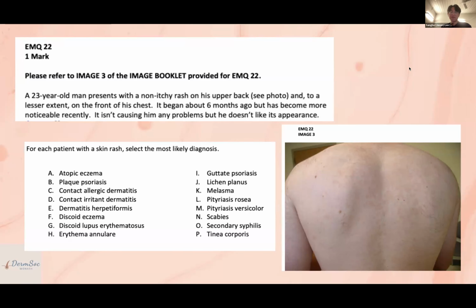Yep, so I'm getting a lot of M's, which is correct. It's pityriasis versicolor, 23-year-old guy, probably quite sweaty, and yeah, not causing any troubles, but doesn't like the appearance.